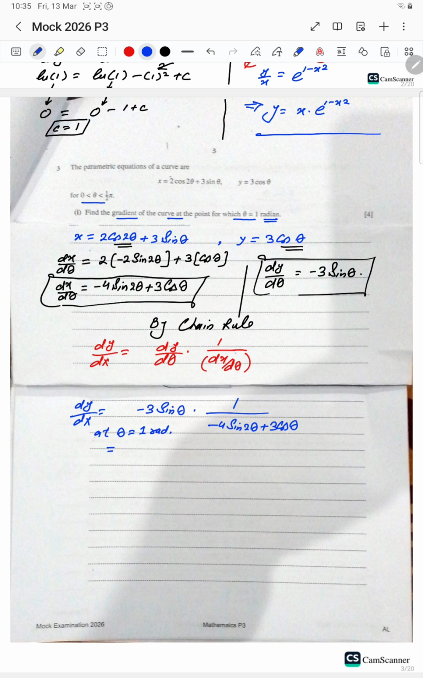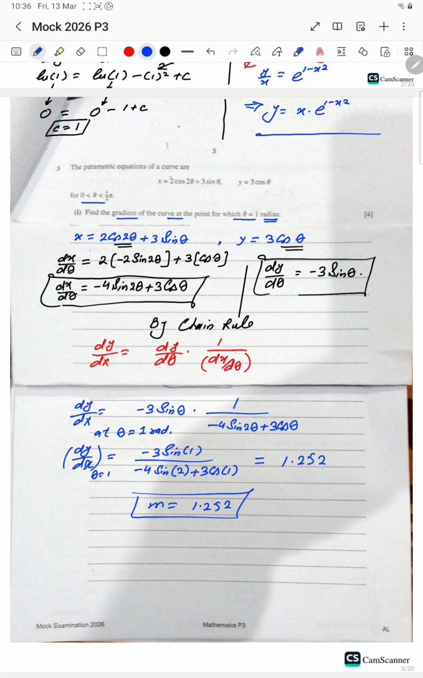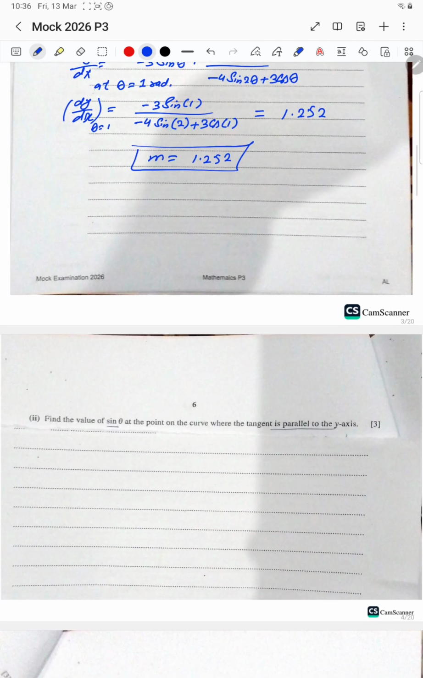It is given. You have to calculate the gradient at theta 1 radian. Dy by dx when theta is equal to 1 will give me minus 3 sine of 1 whole divided by minus 4 sine of 2 times 1, that is 2, plus 3 cos of 1. Do change the calculator mode to radian before you start calculating this, and then we will get 1.252. That is the required gradient at theta equal to 1. I hope it is clear. Simple question, 4 marks.